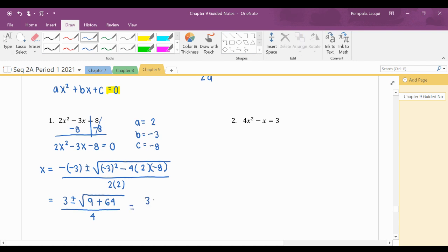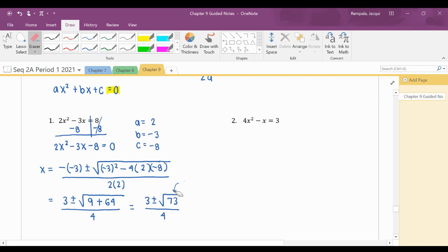So I want to start adding the numbers that are under the square root. 9 plus 64 is going to give us 73. This is all over 4. If you put this into the calculator to solve the square root, I want to just put the square root of 73 in the calculator.